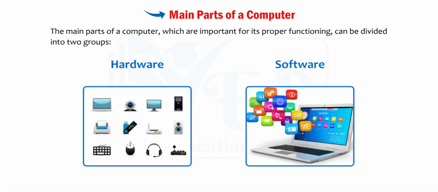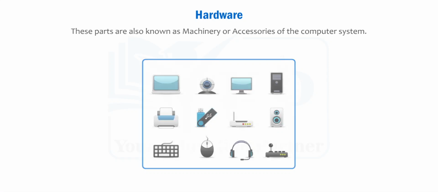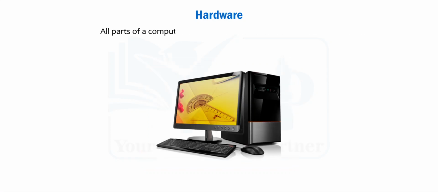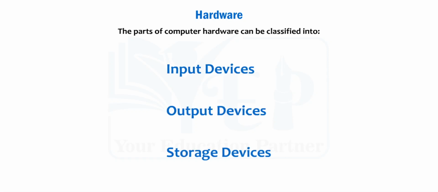Hardware and software. Hardware. The hardware of a computer are those parts of a computer which we can see and touch. These parts are also known as machinery or accessories of the computer system. All parts of a computer are designed to perform a particular task. The parts of computer hardware can be classified into input devices, output devices, storage devices.